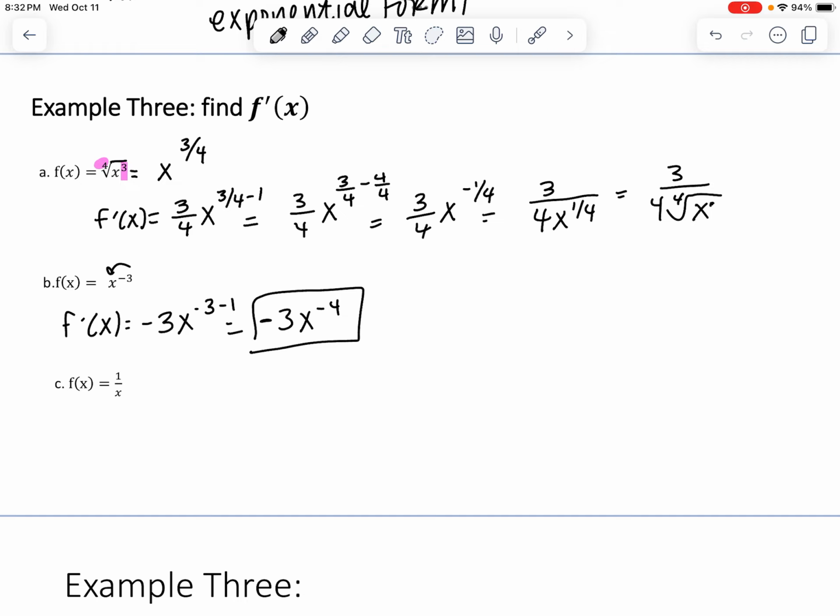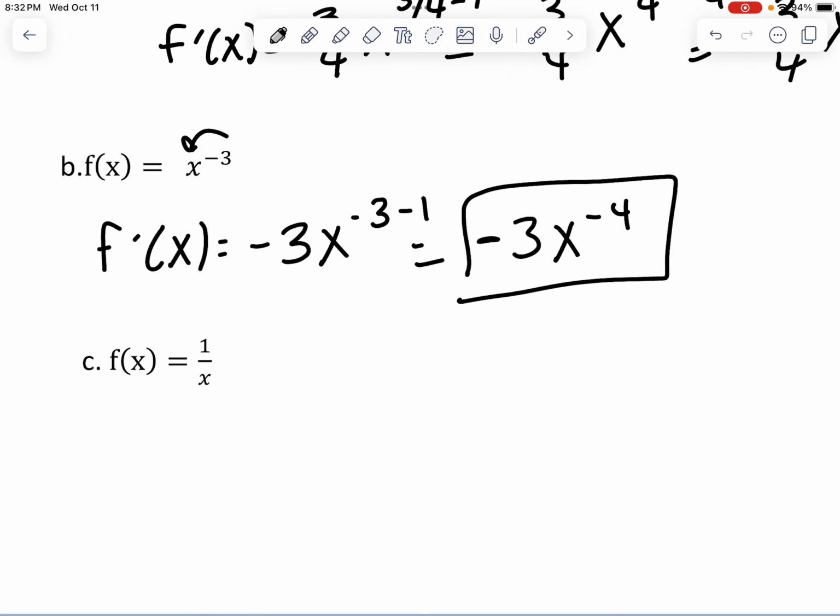This one, you also might think that you can't do this with what we know so far, but you actually can, because if you think about this denominator right here, the denominator has an exponent.